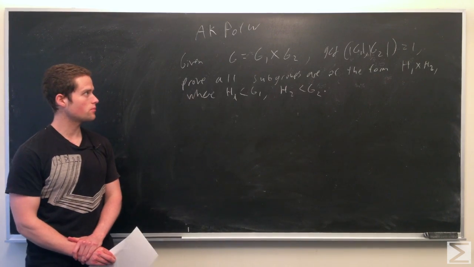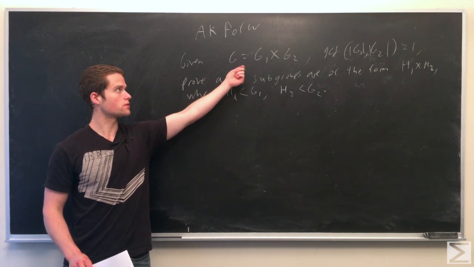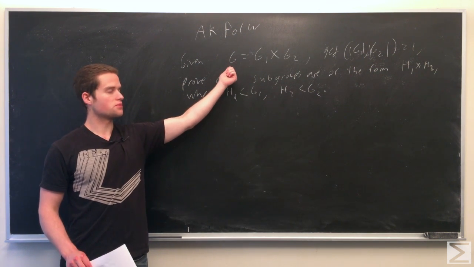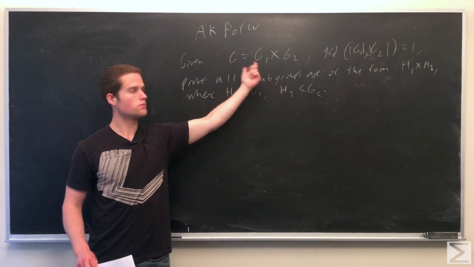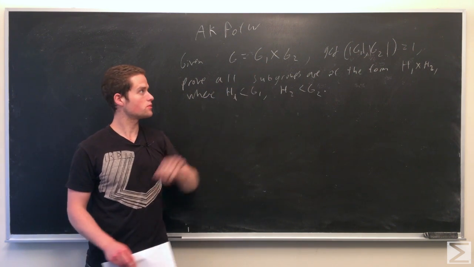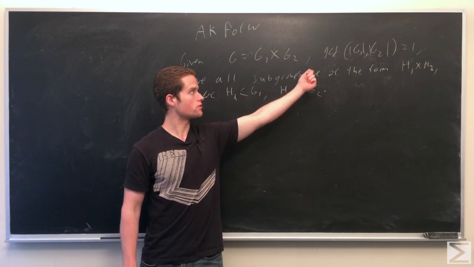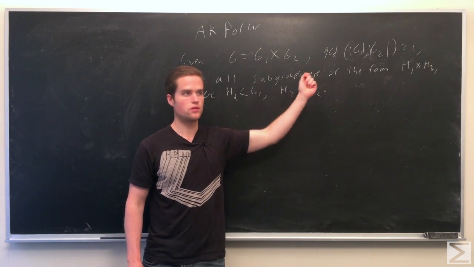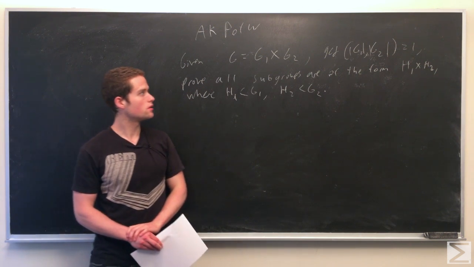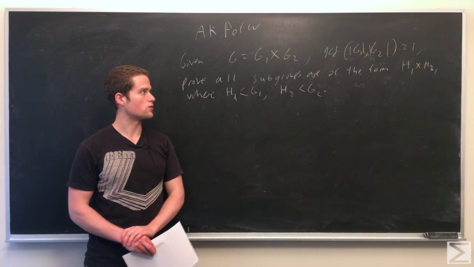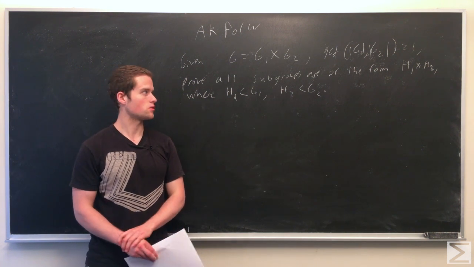For this week's problem, we're given a group G, which is the product of some subgroup G1 with G2, so it's just a product of these two groups. We're also given that the greatest common divisor of the order of G1 and the order of G2 is 1, so they're relatively prime. We want to prove all subgroups of G are of the form H1 product H2, where H1 is a subgroup of G1 and H2 is a subgroup of G2.